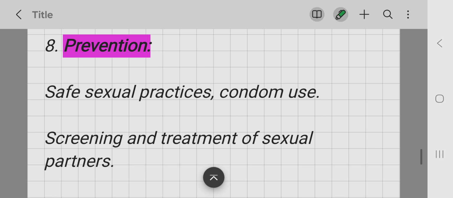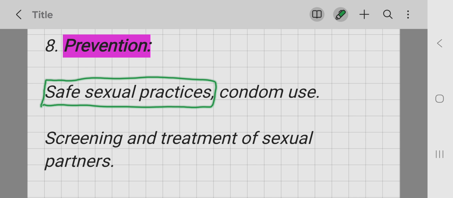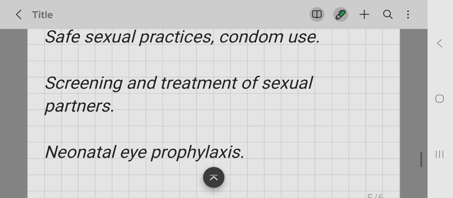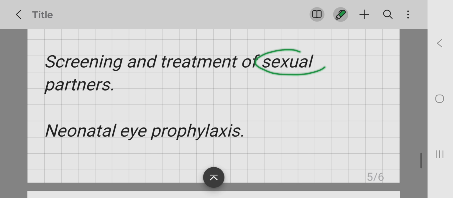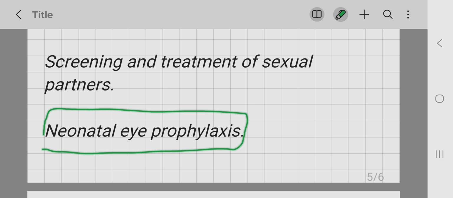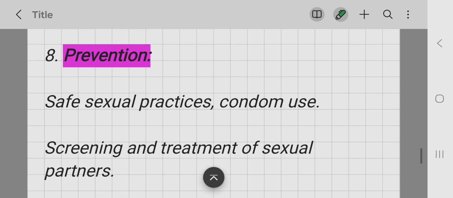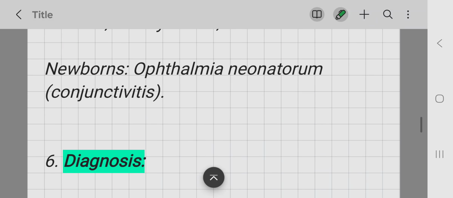How can you prevent this condition? Safe sexual practices, because it is a sexually transmitted infection. Screening and treatment of sexual partners. Neonatal eye prophylaxis using erythromycin ointment. So this is all about Neisseria gonorrhoeae.